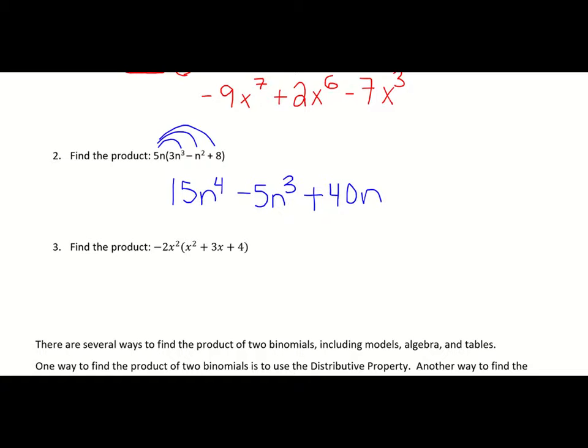Number 3, find the product, negative 2x squared times x squared plus 3x plus 4. So I'm going to distribute the negative 2x squared to everything. Negative 2x squared times x squared would be negative 2x to the 4th power. Negative 2x squared times 3x. Negative 2 and 3 would make negative 6. X squared and x would make x cubed. And negative 2x squared and 4 would make negative 8x squared.